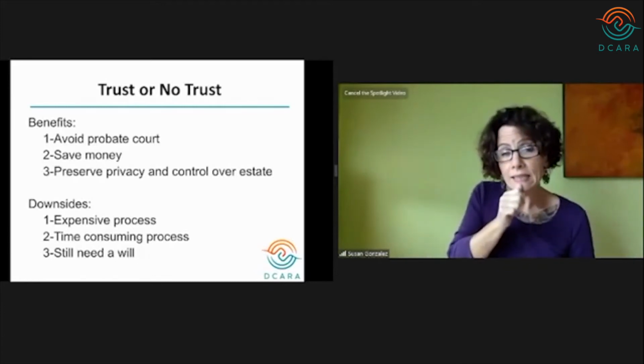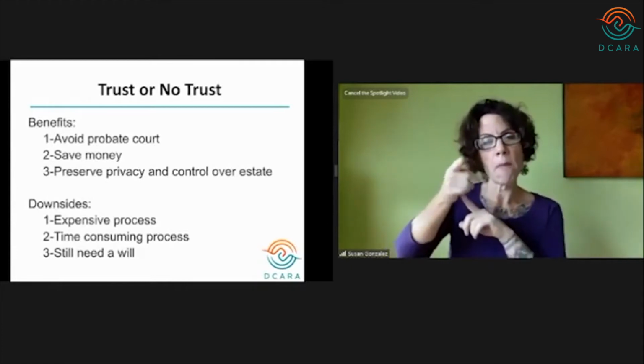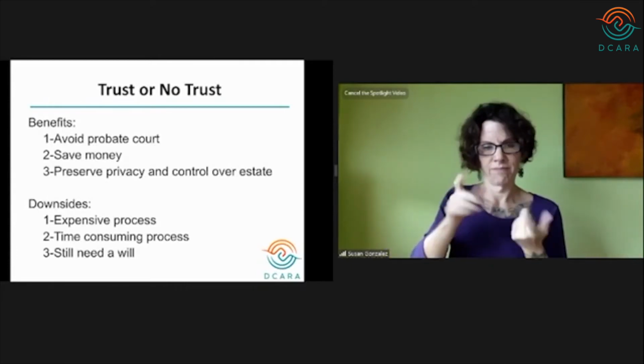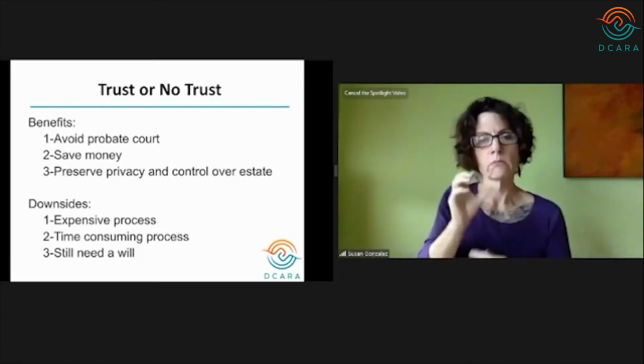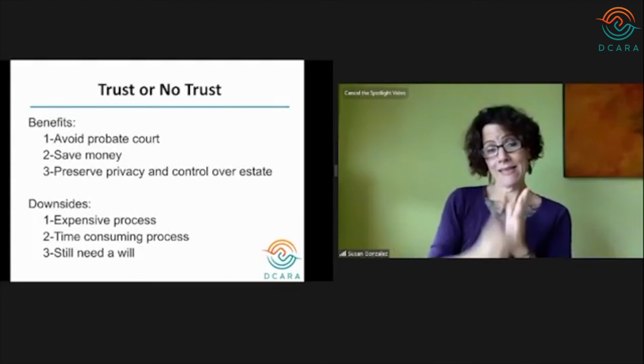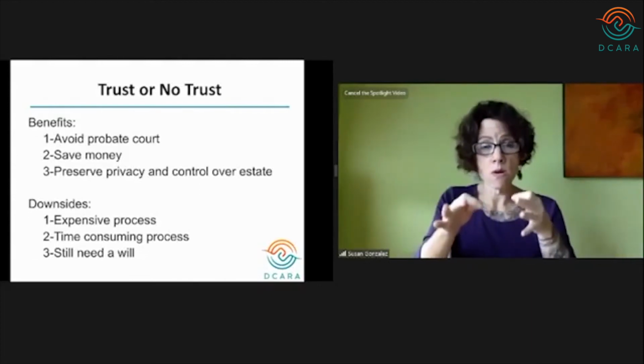The trust is beneficial in maintaining privacy. In probate court, that's public record. Anything that's in probate court becomes public record.